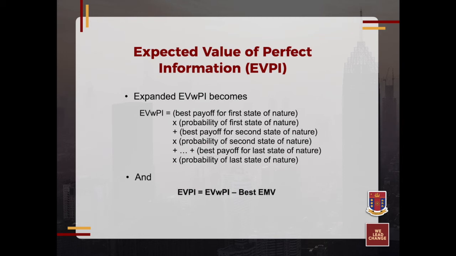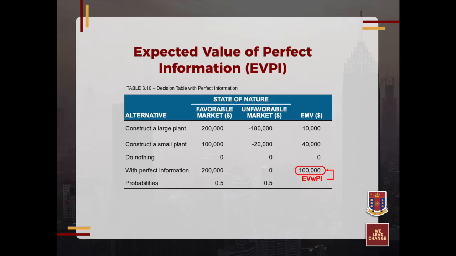The formula for this one is equal to EVWPI minus best EMV. So EVWPI is the perfect information. You're just going to subtract what you already know, which is the EMV, which gives you the EVPI. That is the additional information already. Let's consider this one. So the first thing that you need to do, of course, is to construct a decision table. But for this one, notice that we have with perfect information and probabilities added to the different rows.